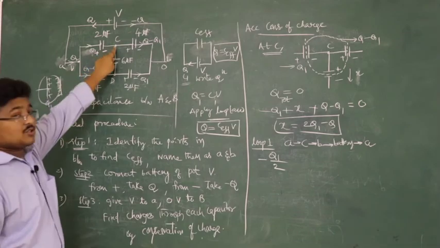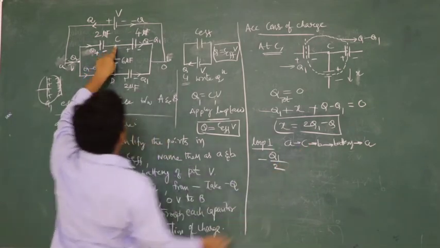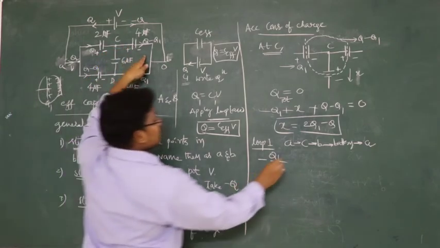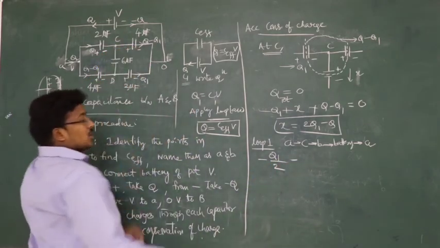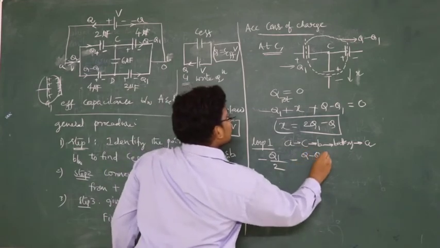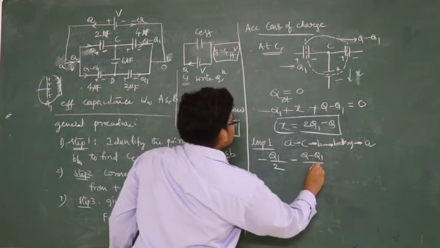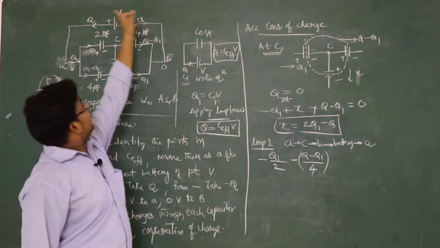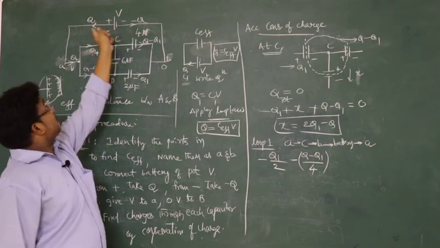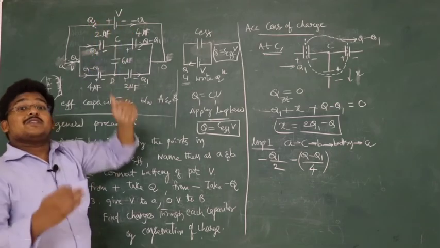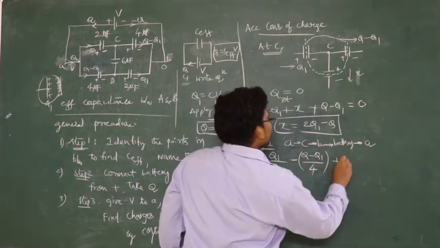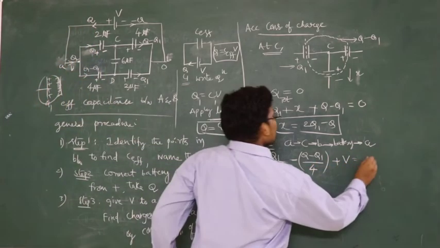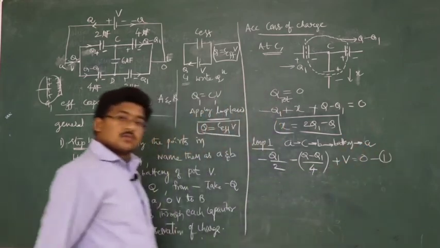And reached C, C to B. One more capacitance, voltage plus to minus you are going, means drop. How much is the charge? Q minus Q1, divided by its capacitance 4. So we reached B. Again to the battery, you are going plus to minus, which means gain. What is the voltage? V. And reach the point A again, so it becomes 0. This is equation 1.